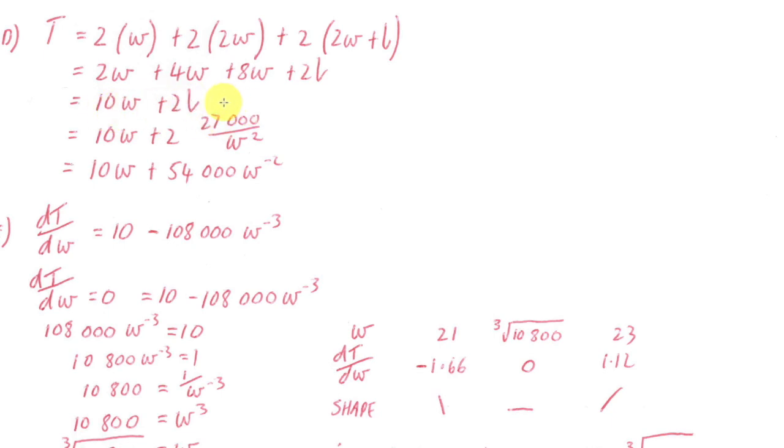Remember earlier from A, L was equal to 27,000 over W squared, so I can just replace that. I now have a rule just containing W as the variable. And of course that W squared on the bottom I can bring to the top and write as W to the power of -2. The reason for that is it makes it very easy to work out the derivative. So there's my rule.